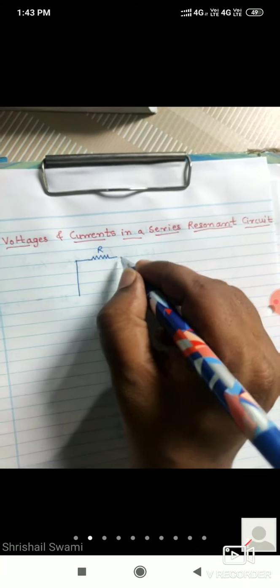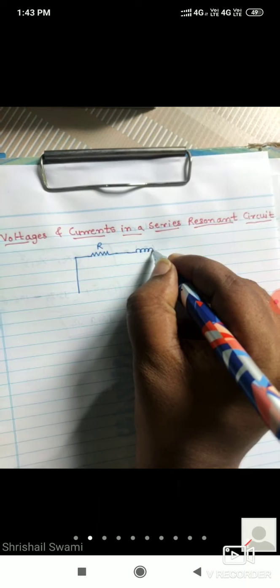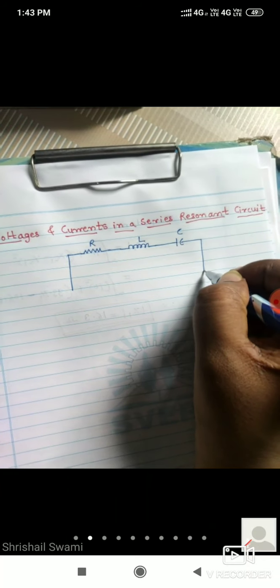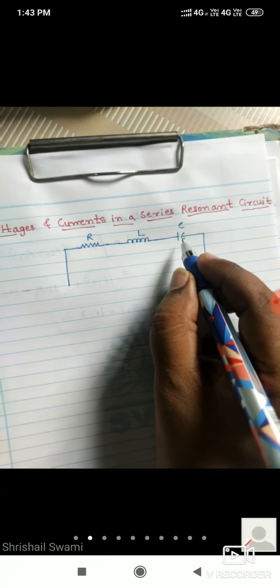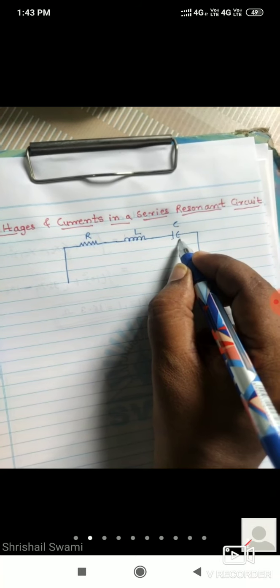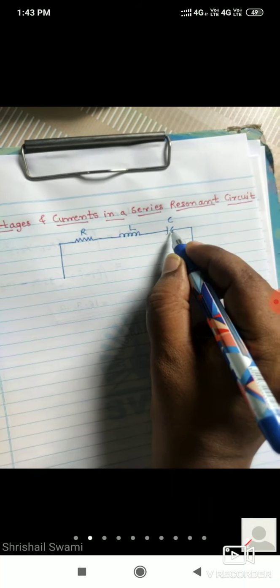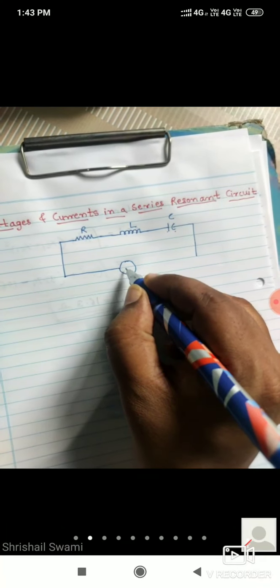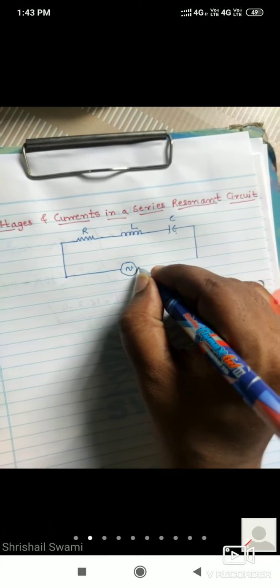So this will be the resistor R, inductor L, and capacitor C. This type of capacitor is called an electrolytic capacitor. It has plates. This is the positive plate and this will be the negative plate. The negative plate is shown by a curve. So this type of capacitor is called an electrolytic capacitor, having polarity.